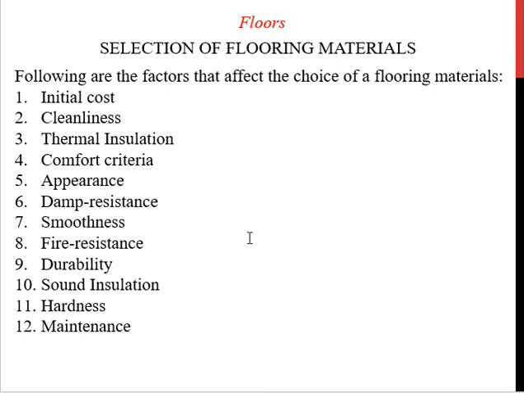Okay, so coming to the last slide, there are certain selection criteria for the flooring material. We have seen various types of flooring materials, so there are certain criteria that should affect the selection of what type of material we should go for if we are constructing the flooring of the ground floor or upper-story buildings. That is the initial cost, cleanliness, thermal insulation, comfort, appearance, damp resistance, smoothness, fire resistance, durability. So there are certain criteria which are required.